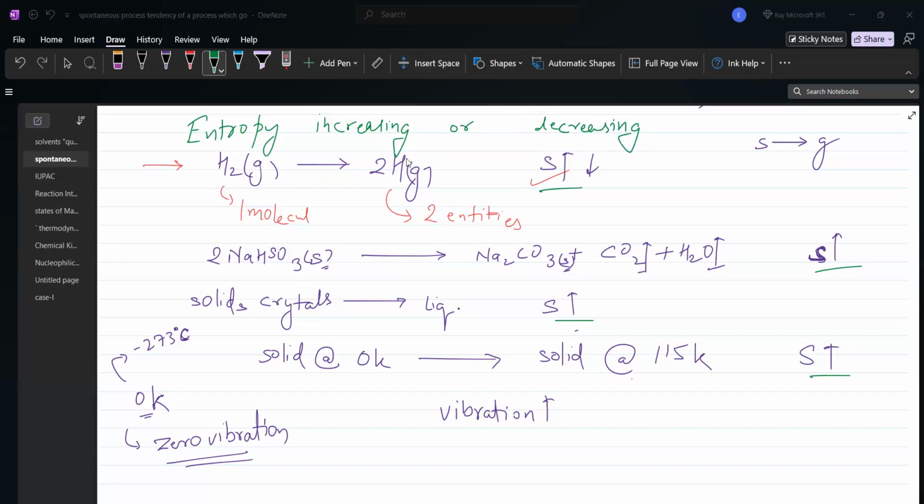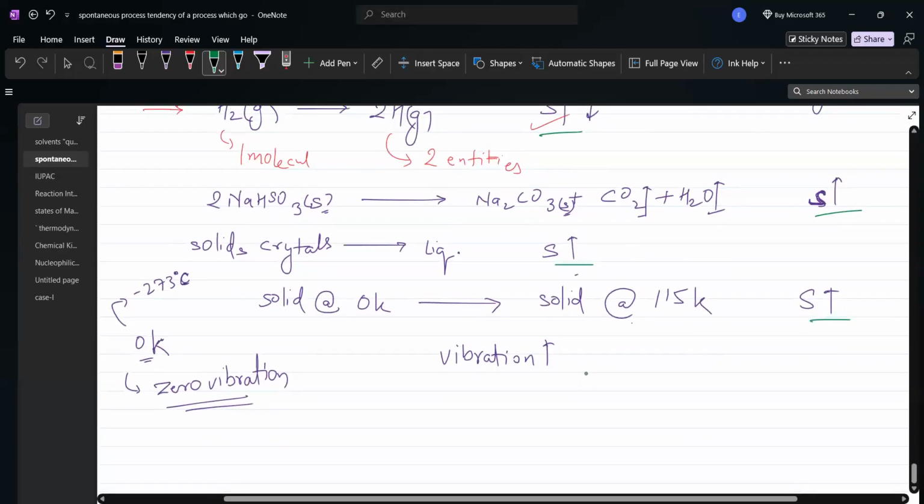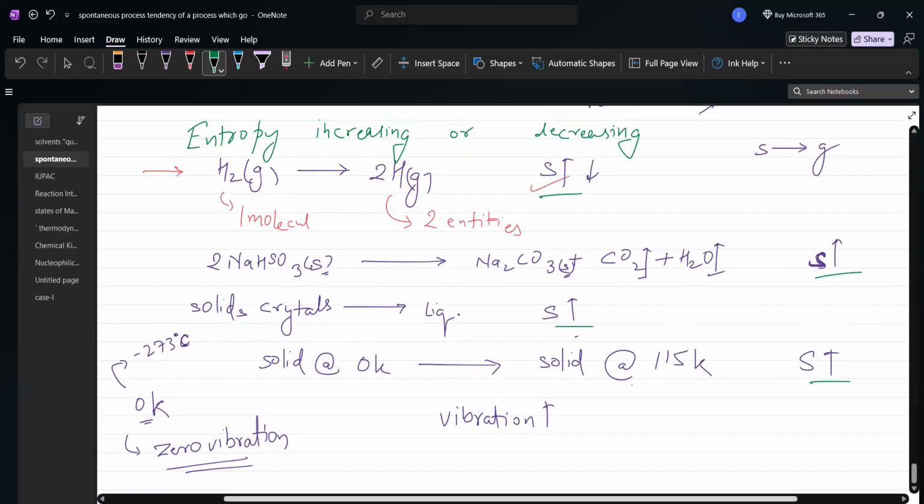Got it? Everyone? Yes, sir. There are several more examples which we can do. For example, I've already told you, from graphite to diamond if it is converting. Do you remember, everyone? Graphite to diamond, what will happen? Entropy will increase or decrease?